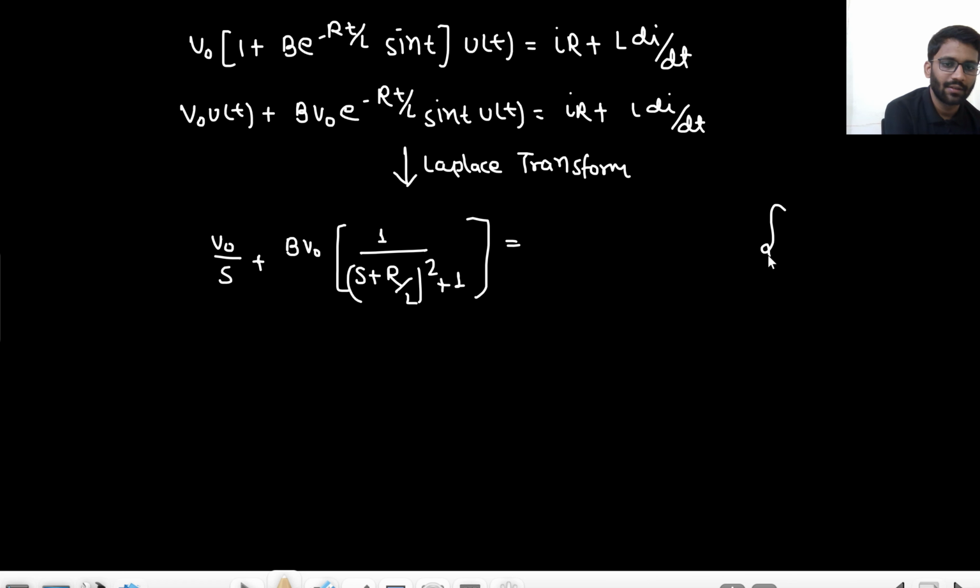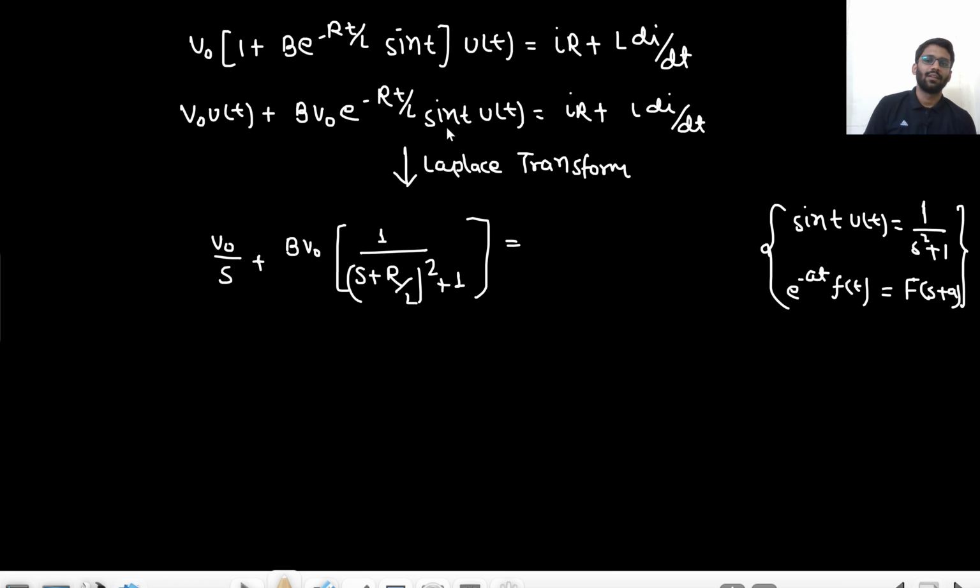Here I will write. What is the Laplace of sin t u(t)? That is 1 upon S square plus 1. Right? What is the Laplace of e to the power minus at f of t? That will be F of s plus a. This is what is happening here. Laplace transform of sin t u(t) is 1 upon s square plus a square. E to the power minus at is applied, so s plus a. Right? So instead of s, I will write s plus a. That is (r by l) whole square plus 1. This is how I wrote it.